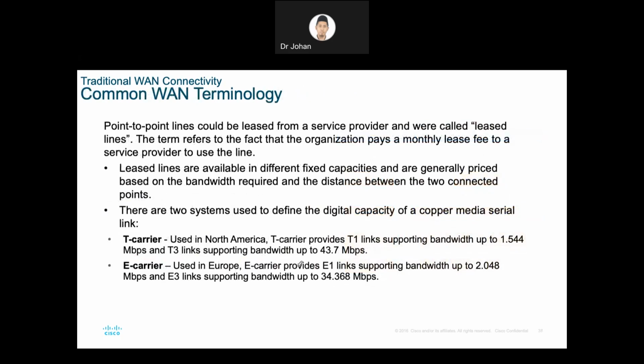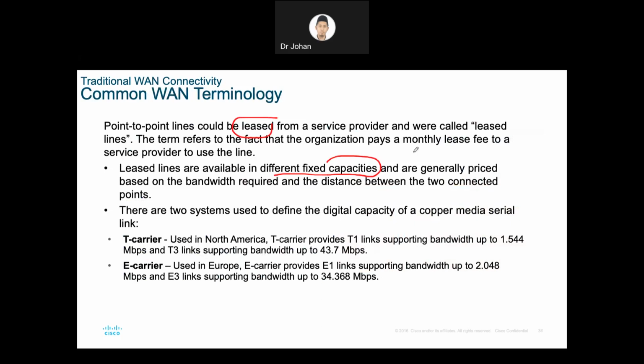Point-to-point lines could be leased from a service provider and were called leased lines. The term refers to the fact that organizations pay a monthly lease fee to a service provider to use the line. These lines are available in different fixed capacities and are generally priced based on the bandwidth required and the distance between the two connected points.